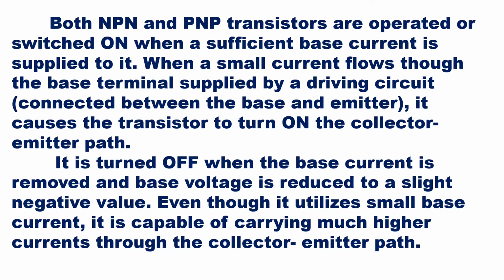Both NPN and PNP transistors are operated or switched on when a sufficient base current is supplied to them. When a small current flows through the base terminal, supplied by a driving circuit connected between the base and emitter, it causes the transistor to turn on the collector emitter path. It is turned off when the base current is removed and the base voltage is reduced to a slight negative value. Even though it utilizes small base current, it is capable of carrying much higher currents through the collector emitter path.